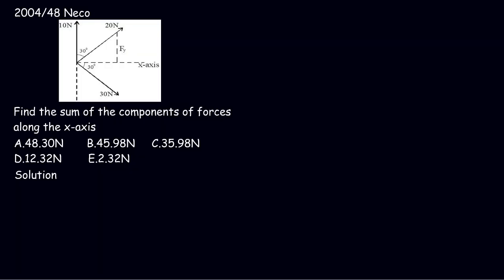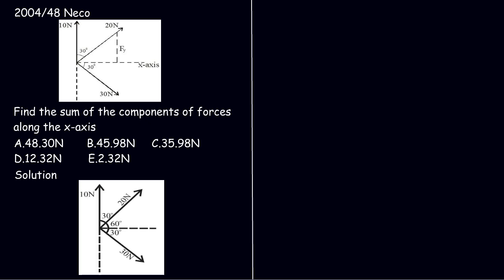Now we have this question from NECO 2004. It states: find the sum of the components of forces along the x axis. Now we are looking for all the forces along the x axis. For our diagram, we are given the direction of the forces and their angles. Remember that when we do this, we only use the angle with respect to the horizontal.